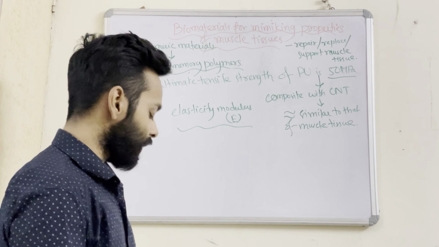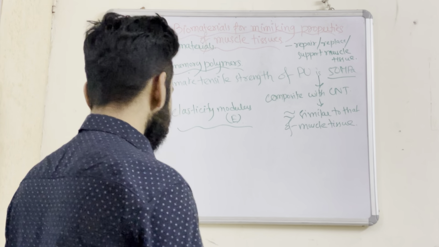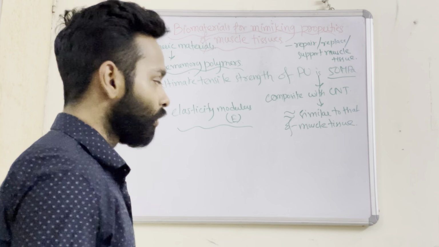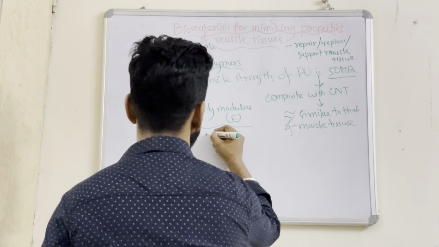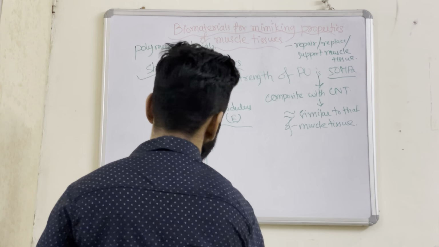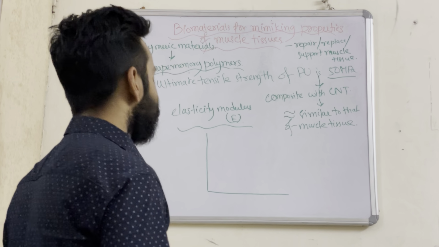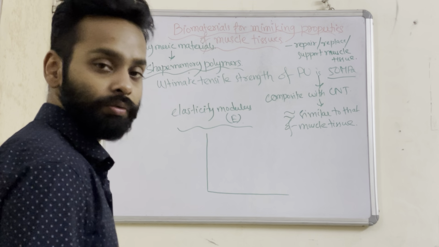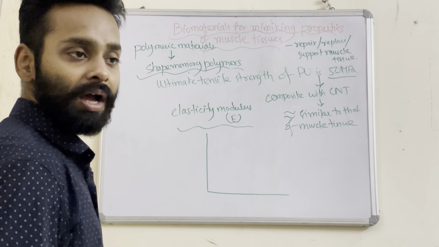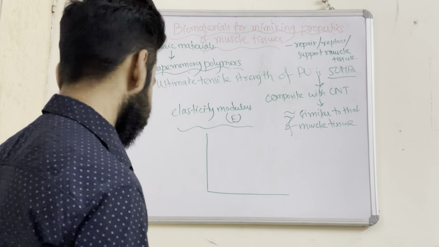So now if we look at the stress strain curve or stress strain diagram of this polyurethane, we can actually see, if we compare this plot to that of a muscle tissue, we will see that it shows a high degree of similarity.